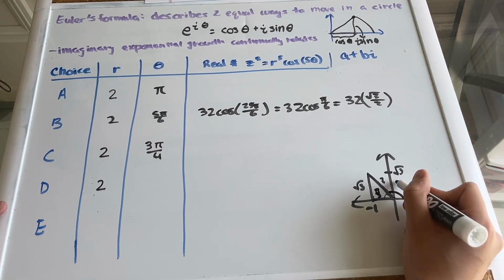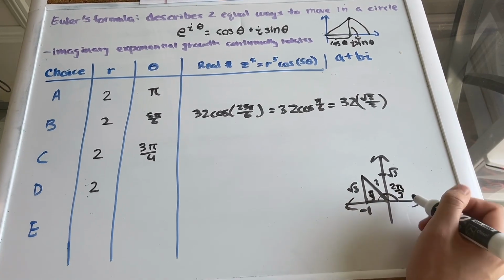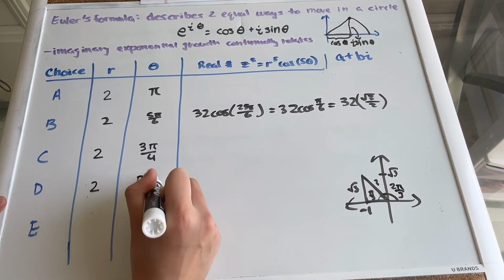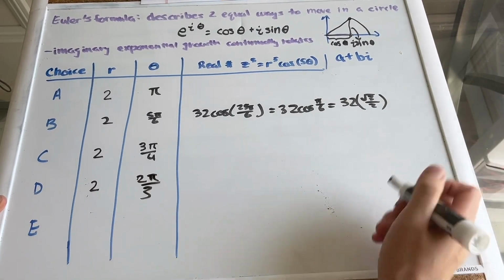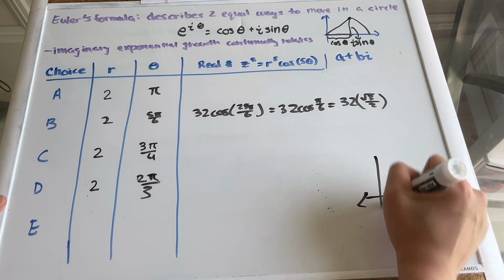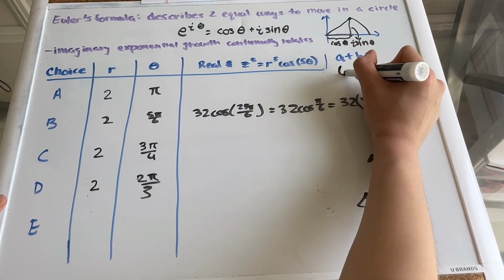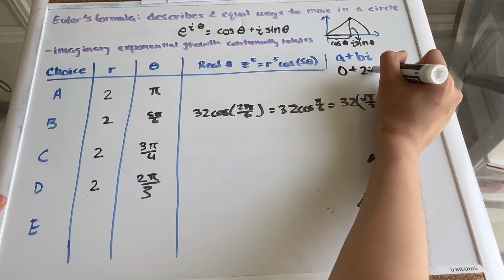So that means this is 2 pi over 3. So it rotated 2 pi over 3, and that is going to be the angle. And then the last one is 2i. If we're looking at 2i, then that means there is no real part. So there is 0 plus 2i.